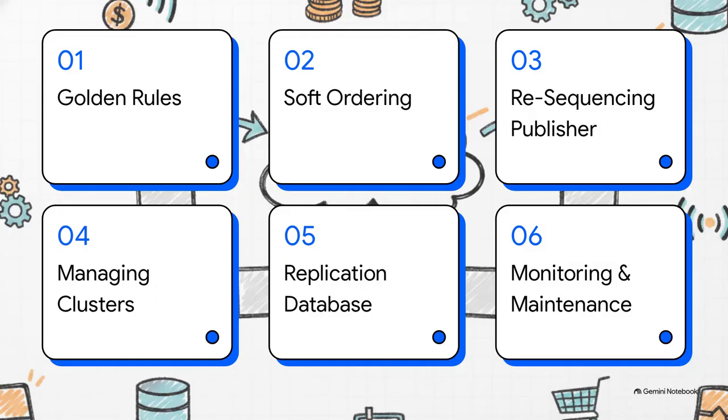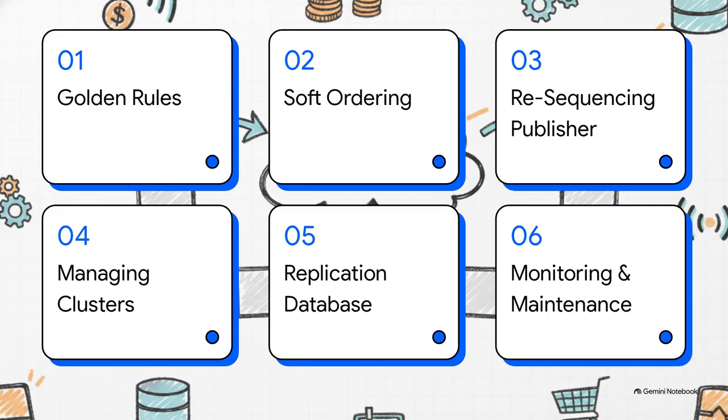We've got a beautifully structured roadmap for our journey today. First up, we'll cover the golden rules of replication. Then we'll explore soft ordering and why that sequence matters so much. After that, we'll meet the resequencing publisher. Then it's on to managing clusters and store IDs before we dig inside the replication database, and finally wrap things up with monitoring and system maintenance.